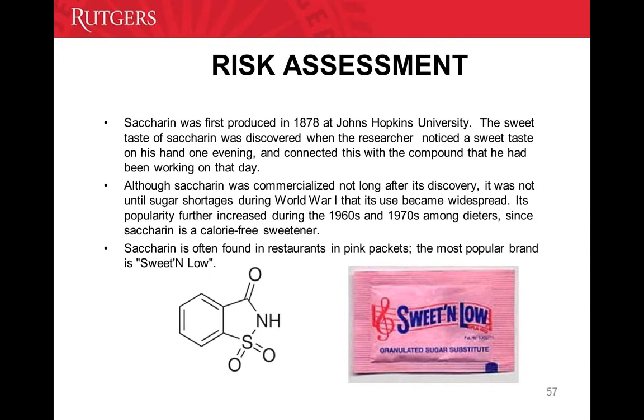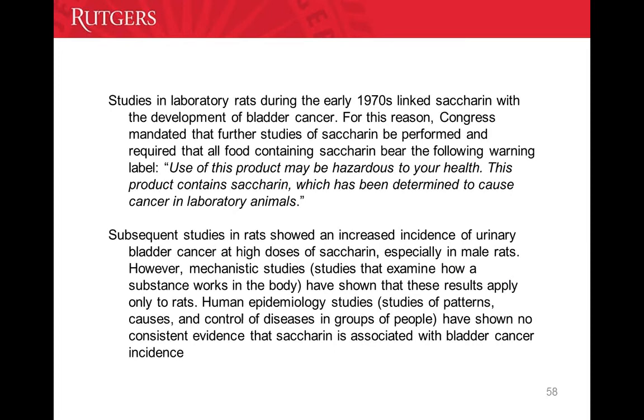Now there's probably some Hopkins grads on the phone today, or on the webinar today, and they can be very proud that saccharin, which is a great risk assessment story, was produced at Johns Hopkins back in 1878. And it wasn't until there was an interest in sugar shortages that it became fairly popular. And then its use increased again in the 60s and 70s as people were looking for calorie-free sweeteners. And the most famous one in that little pink packet for saccharin is Sweet'N Low. And there's the chemistry of it, and there's the little Sweet'N Low packet that we're also familiar with.